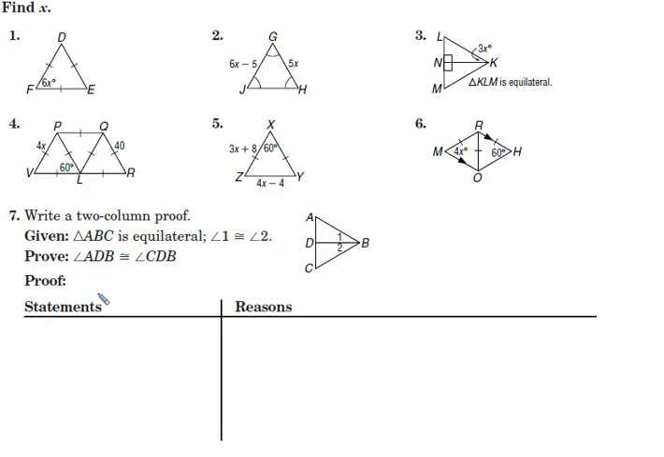We're on the second page, page 214. We're dealing with equilateral triangles. Find x for numbers 1 through 6. So we're going to use the properties of equilateral triangles to help us find that.